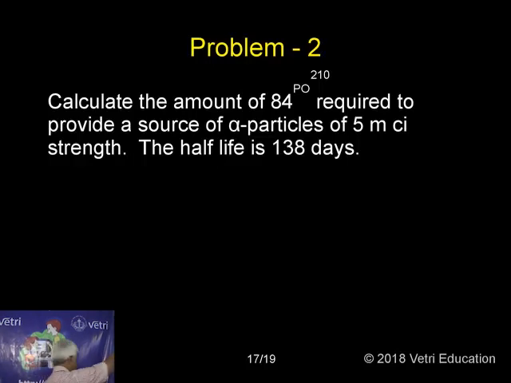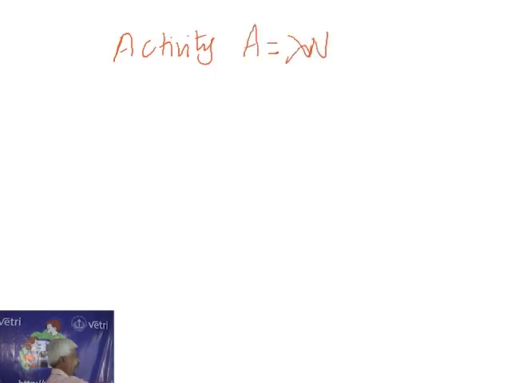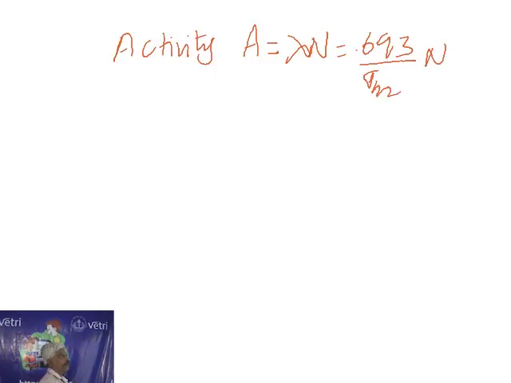This problem can be calculated by using the formula for activity. Activity is nothing but dN/dt. A is equal to lambda into N, that is dN/dt, which equals 0.693 divided by T half into N. We know T half is equal to 0.693 by lambda, from which lambda can be calculated.